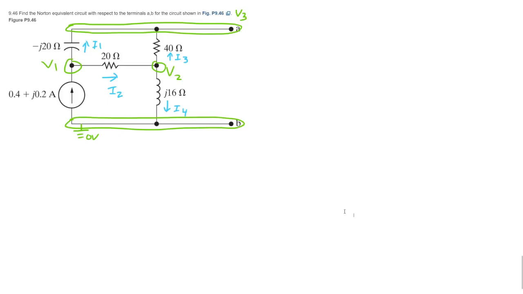So for this problem, we're going to find the Norton equivalent of this circuit from these two terminals A and B. So I went ahead and labeled it already. I'm going to go ahead and make this a short, which means that V3 is going to be 0 volts as well, and a current right here, I short circuit.